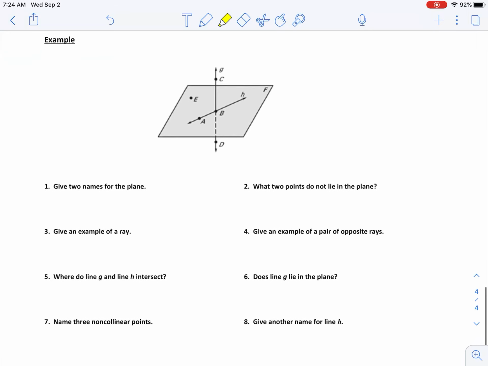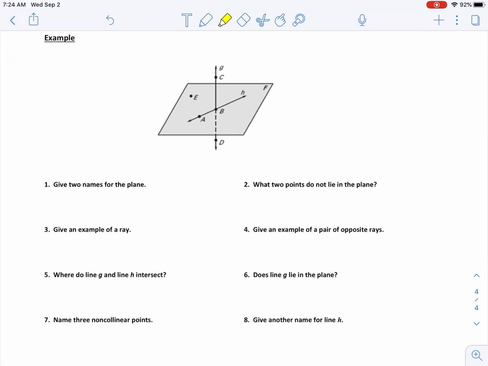So what I want you to do now is pause this video, and I want you to try these examples, and the next time we meet, which will most likely be in our virtual class meeting, we're going to start by going over these examples here. So take a look at these questions. It asks you to name different geometric terms that we just learned, and that is where we'll pick up together.